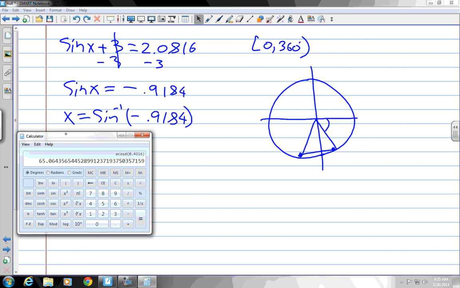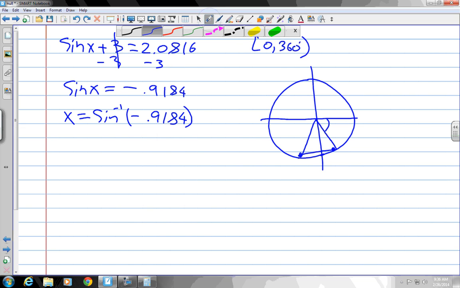So I need to go 0.9184 negative, and then inverse sine. Bam. So negative 66.7. Right? So x equals negative 66.7. Is this one of my solutions?